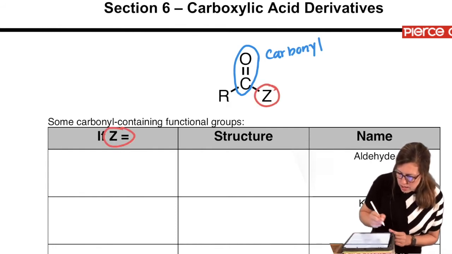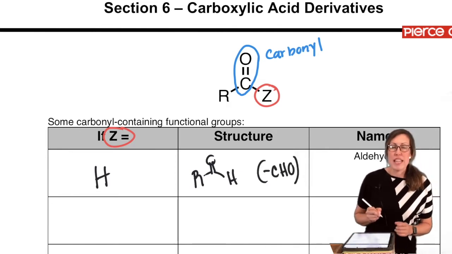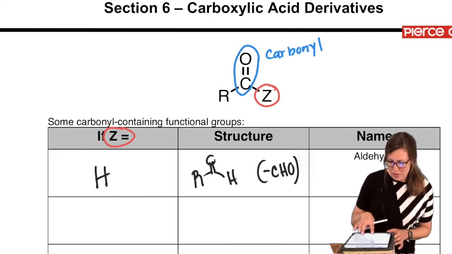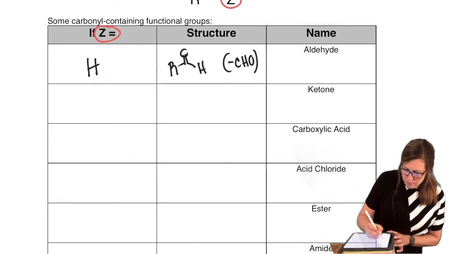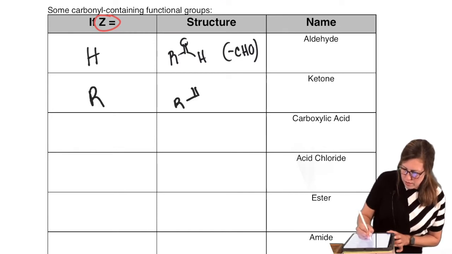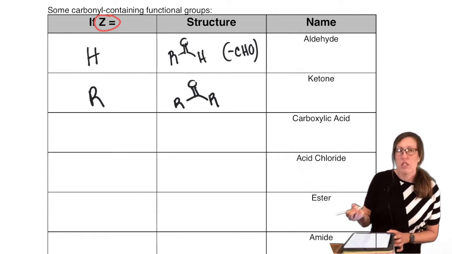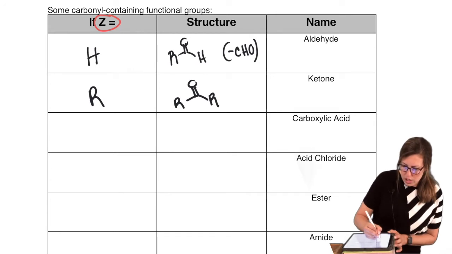So when Z equals H, it looks like this. And remember, we have that abbreviation of the condensed structural formula, CHO. That's an aldehyde, right? That's what we've been doing pretty exhaustively. How about when Z equals R? If it equals R, then we have an R flanking the carbonyl, which means we have a ketone. If Z equals OH, then on the other side of the carbonyl, we have a carboxylic acid.